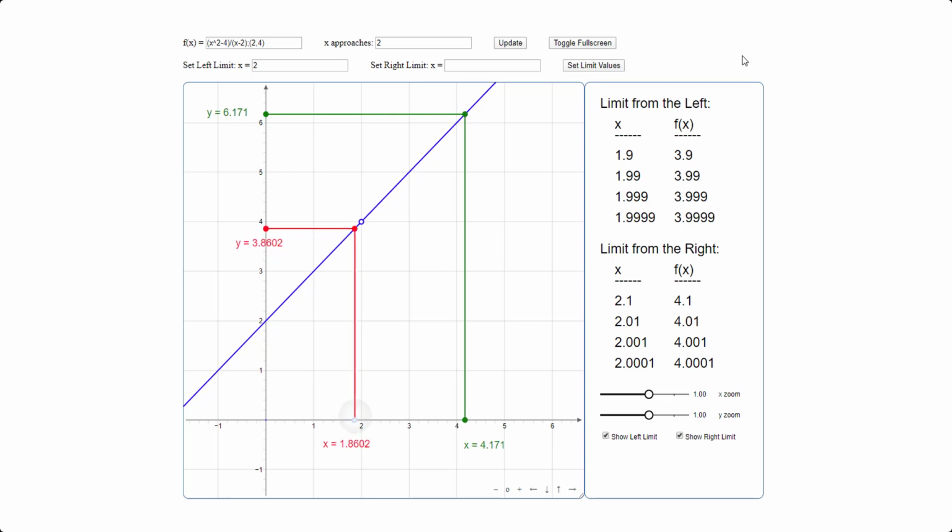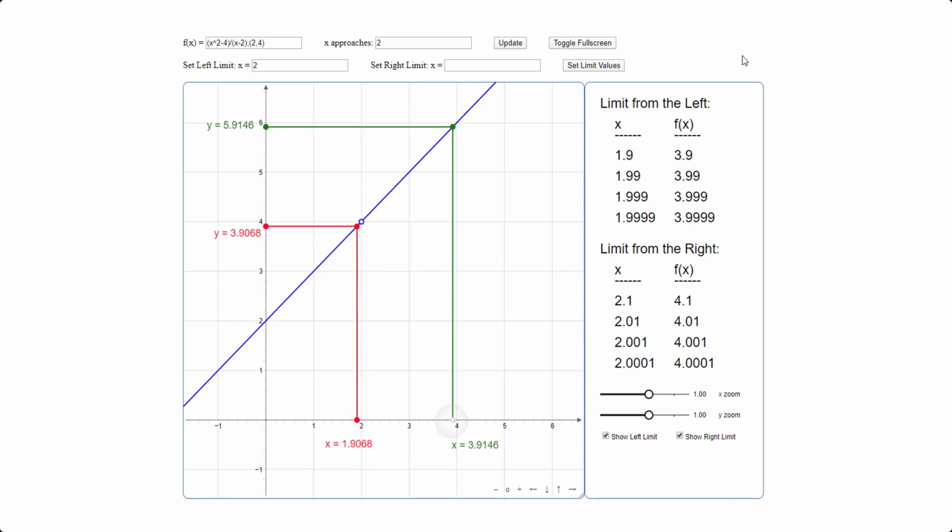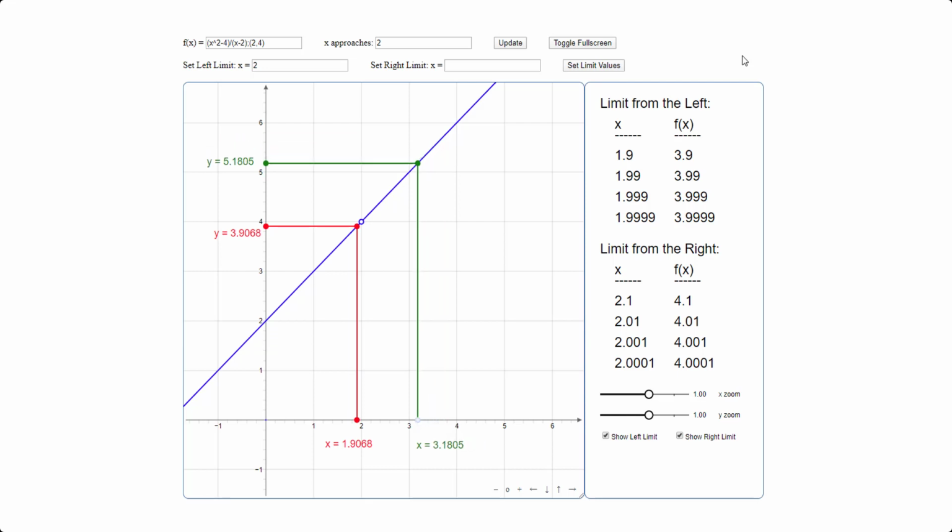So if I want this to be a continuous line, it needs to be approaching this value right here, which looks like it's going to be about 4. And same thing from the right. If I approach from values that are larger than 2, but getting closer and closer to 2, then I'm getting values along the y which are getting, again, closer and closer to 4. But if I bring that value all the way to 2, the same thing happens. It's undefined right at 2.